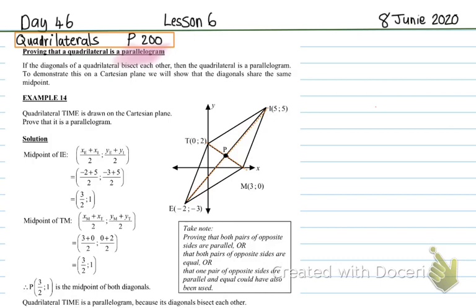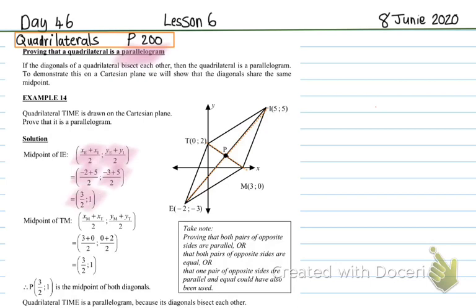So let's read the question. Quadrilateral TIME is drawn on the Cartesian plane. Prove that it is a parallelogram. Okay, so I'm going to work out the midpoints of each diagonal. So the first midpoint is the x values added divided by 2, and the y values added divided by 2. So I'm going to work out EI, the midpoint of EI. That is negative 2 plus 5 divided by 2 and negative 3 plus 5 divided by 2. And that's 3 over 2 and 1.